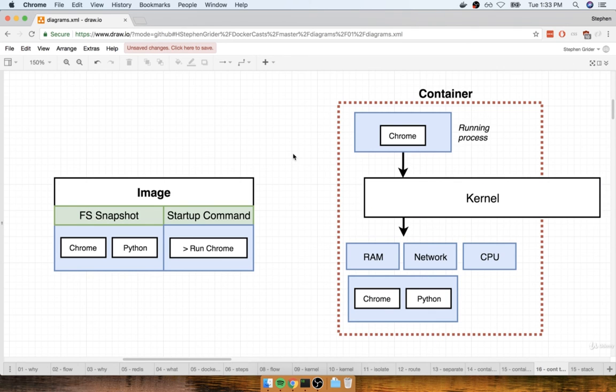Now, there's still a tremendous amount more to learn about containers and images, so let's take a quick break and continue in the next section.